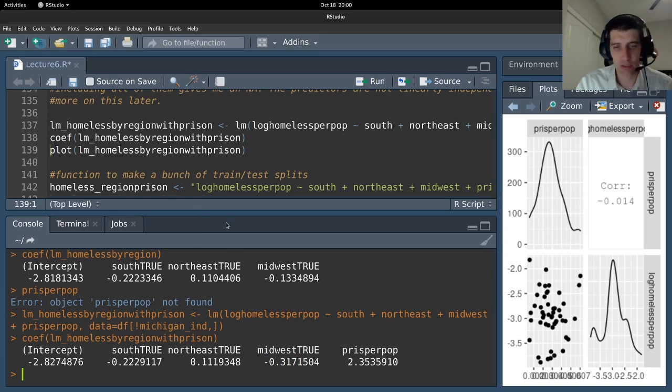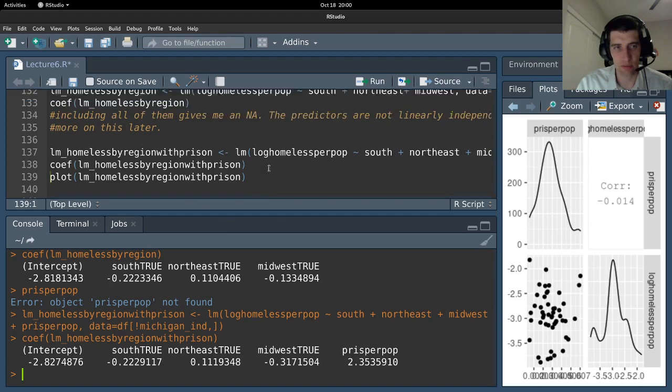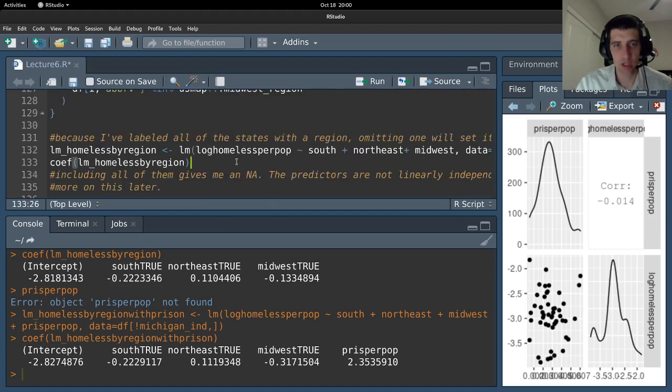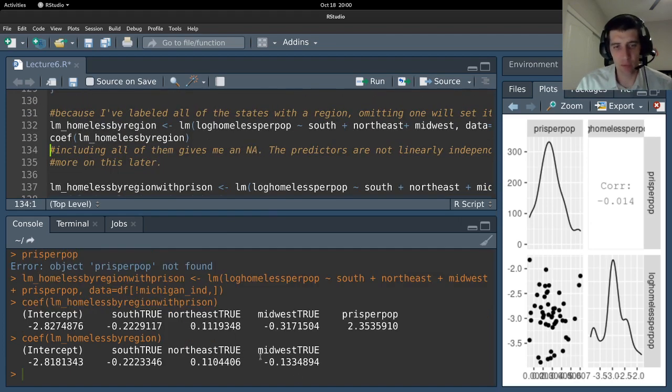So interesting, right? Let's just talk this through a little more. This was the model that I had when I didn't include the prison, and this was the model where I did include the prison. And we will notice what's happening is that once we account for incarceration rates, the Midwestern adjustment, so knowing that we're in the Midwest region, this contrast gets much larger.